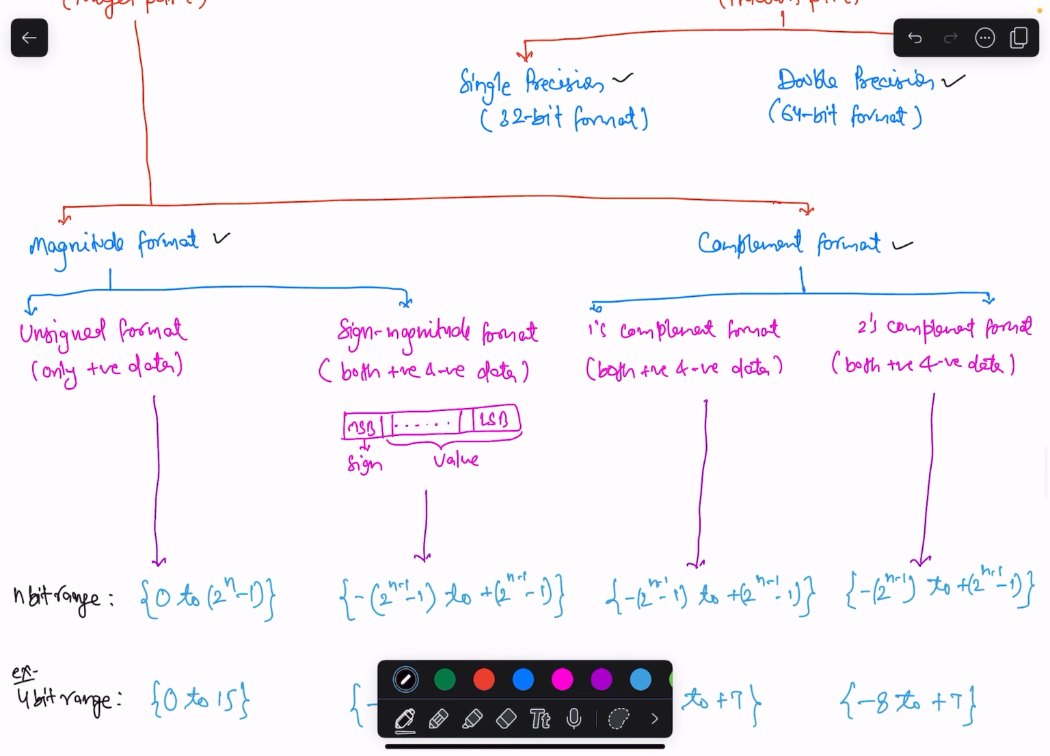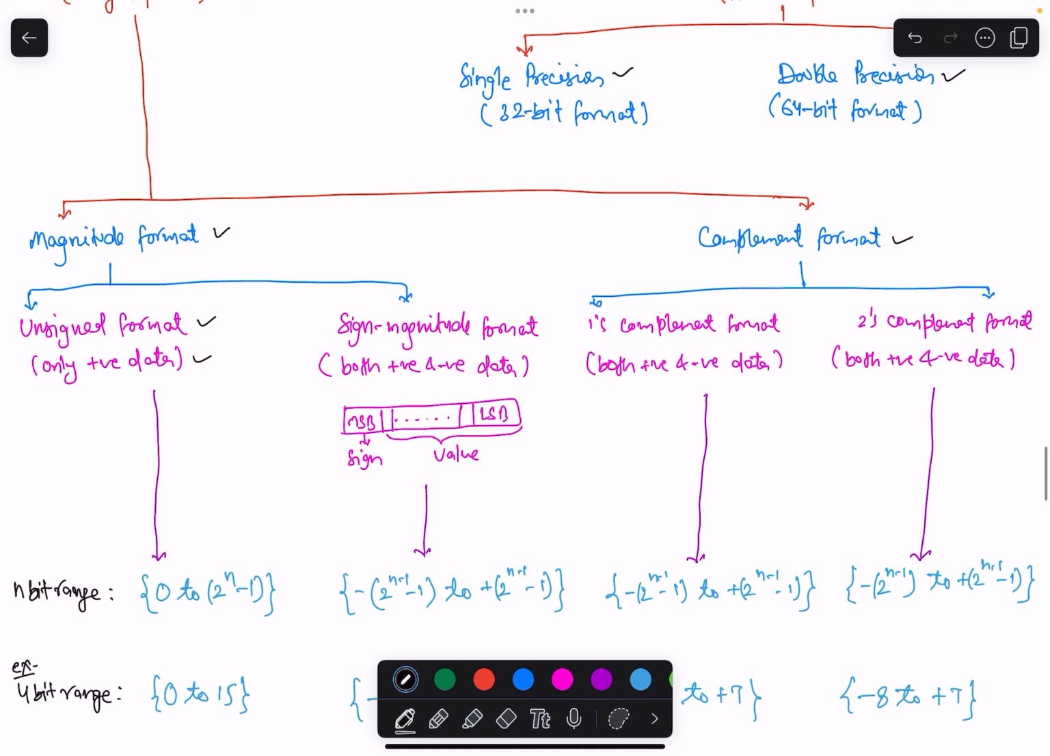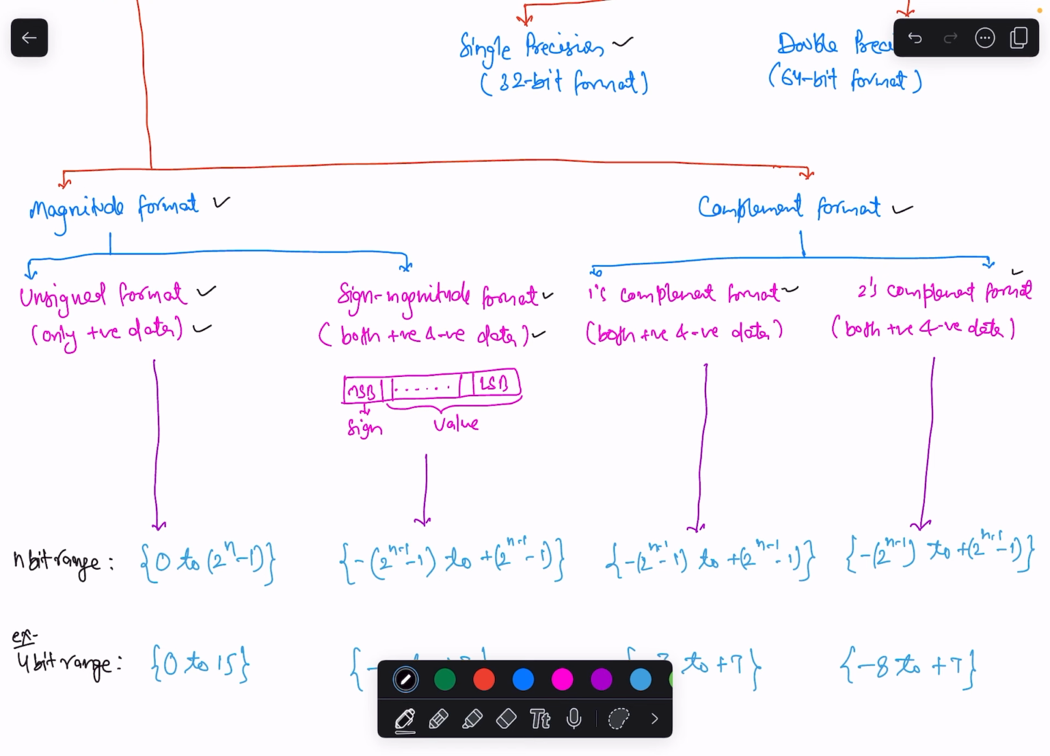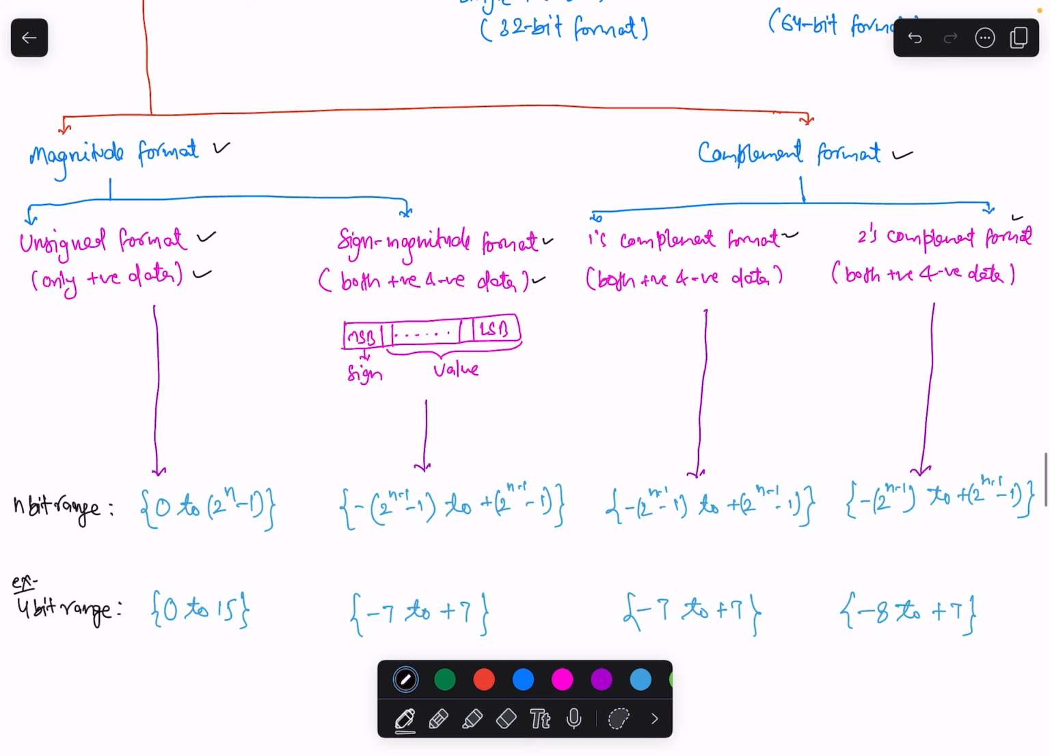Now in the fixed point data, we have two formats, magnitude format and complement format. In magnitude format, we have unsigned format that is used for only positive data, and we have signed magnitude format that is used for both positive and negative data. In the complement format, we have two types, one's complement and two's complement, and both of these formats are used for representing both positive and negative data.